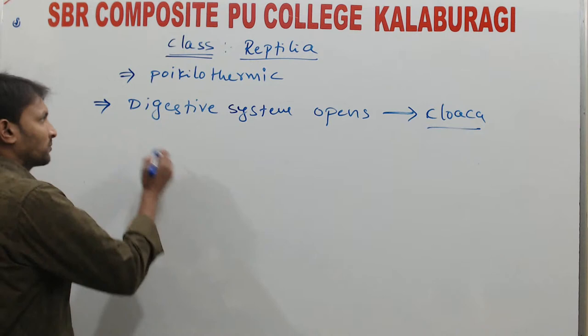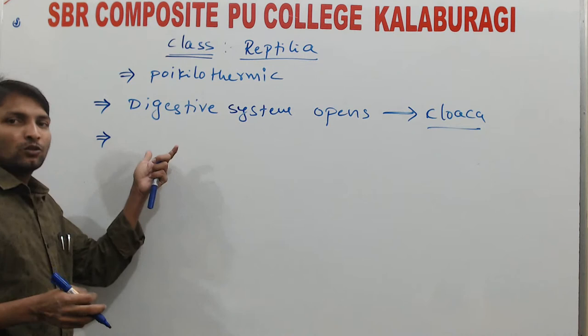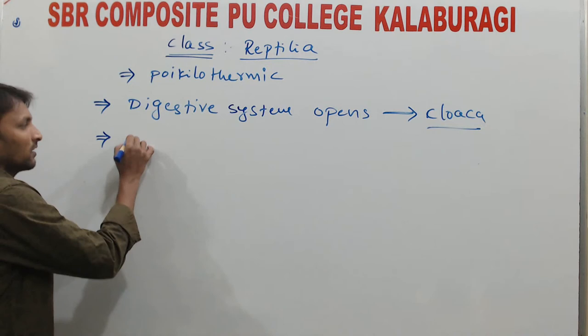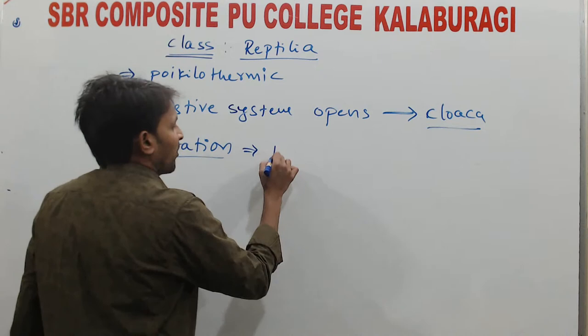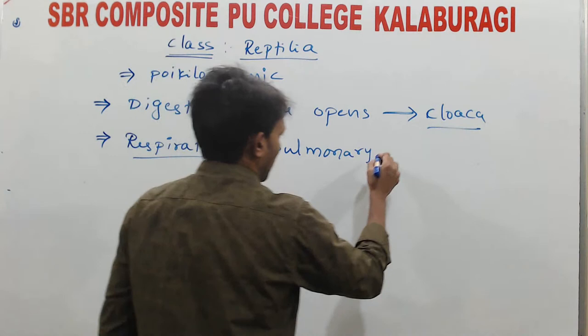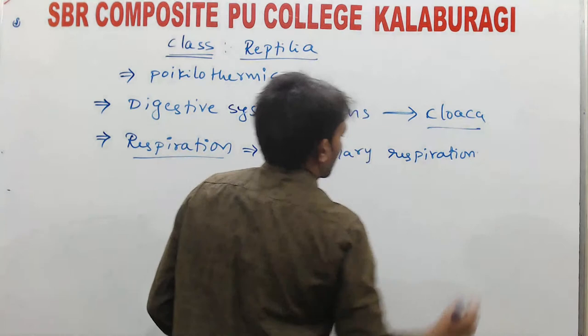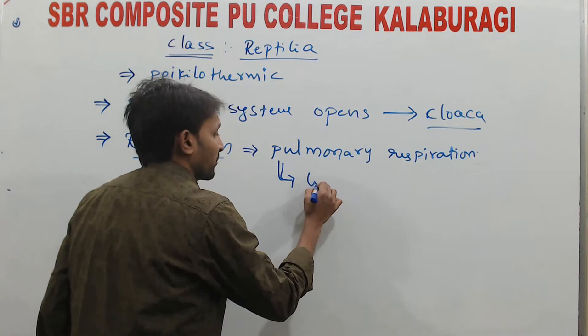Next, respiration. When we are discussing, these are the true first terrestrial organisms. Here, in amphibians, the lungs are not that well developed compared to reptiles. Here, respiration is pulmonary respiration. Pulmonary respiration means the gaseous exchange is happening with well-developed lungs.